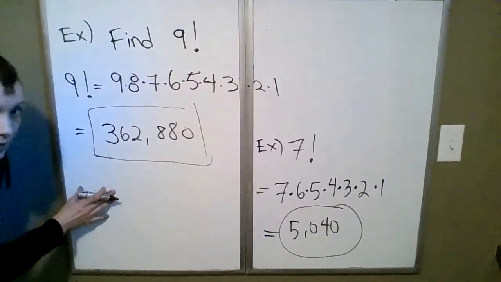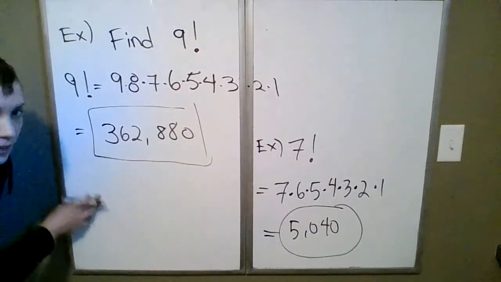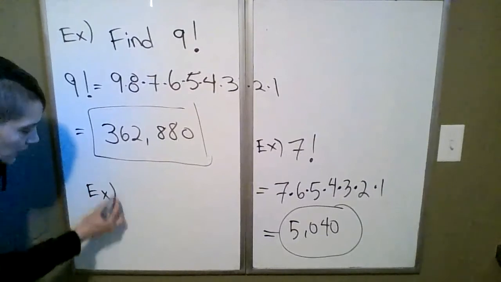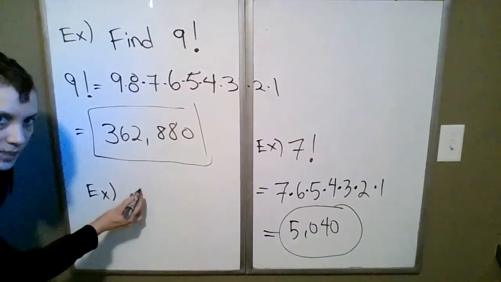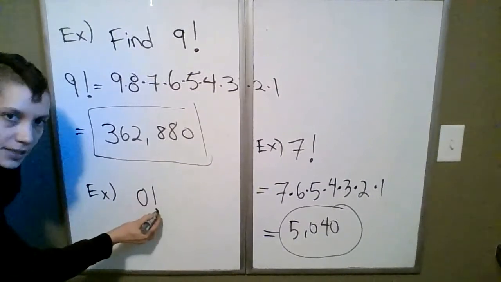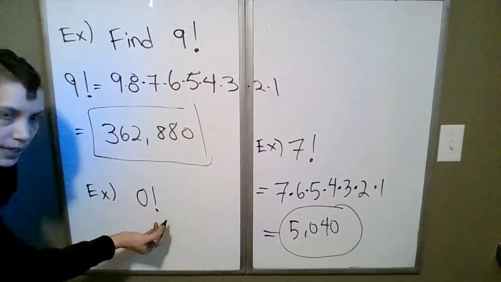Okay, and then there's this last one, which you may come across sometimes, and there is a proof, but we're not going to go over the proof. But if you ever see 0 factorial, it just so happens to be equal to 1.